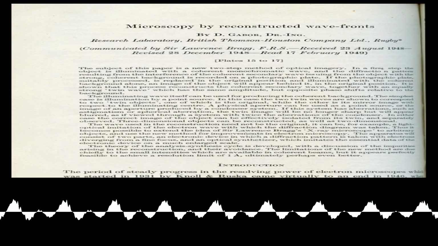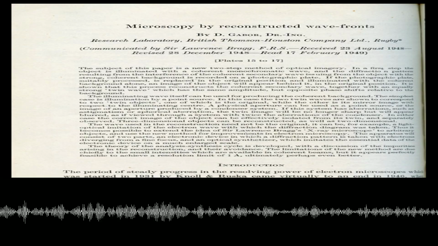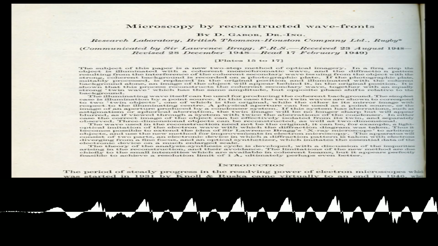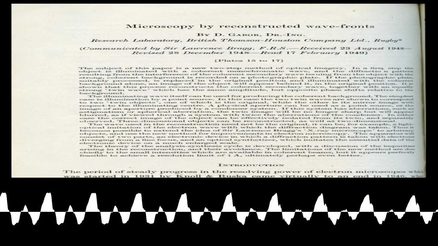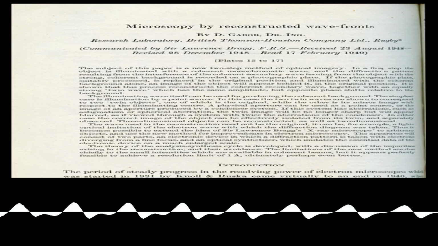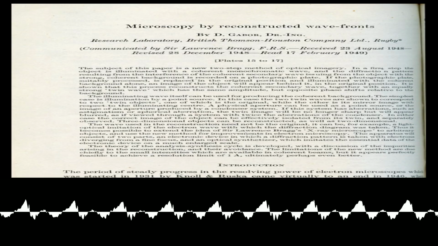Section 2. The principle of wave-front reconstruction. This section delves into the theoretical underpinnings of the proposed method. Gabor describes the process of illuminating a transparent object with a coherent wave. The wave is then scattered, creating an object wave, and the object wave combines with the reference wave to produce an interference pattern on photographic film.